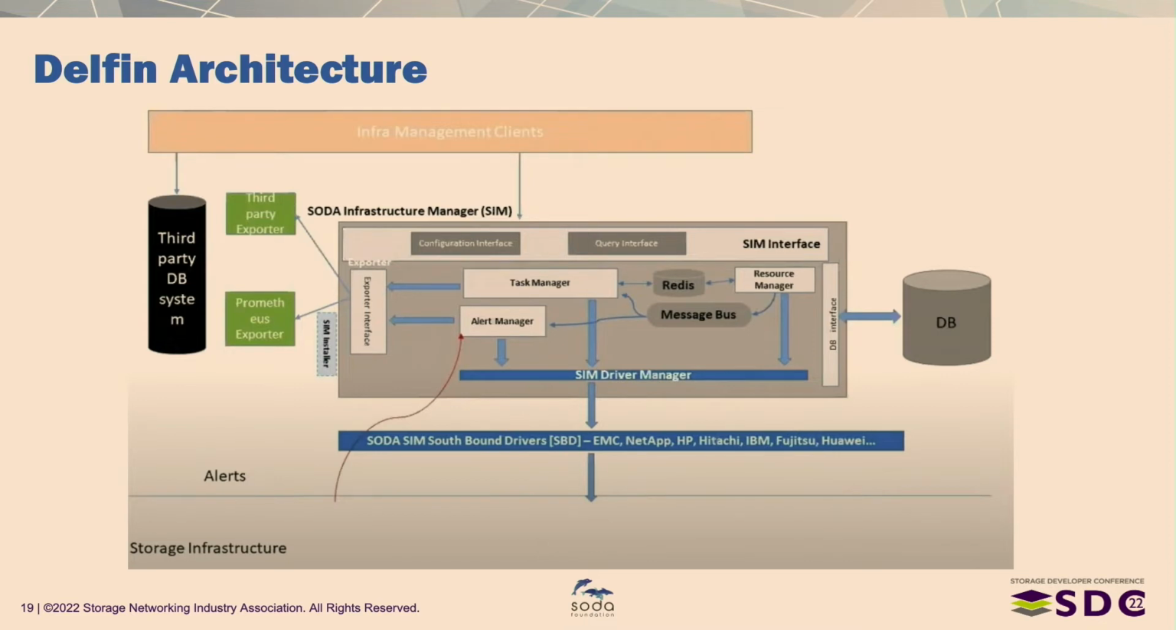There is a DB interface, which is, if you want to replace the database we are using, you can use the DB interface for that. And then there is the exporter interface I just talked about. Besides that, there are certain modules within Delfin, like resource manager, task manager, and alert manager. I think they do their own things, as the name suggests. And yeah, the driver manager. So that's basically, at a high level, the architecture of Delfin.